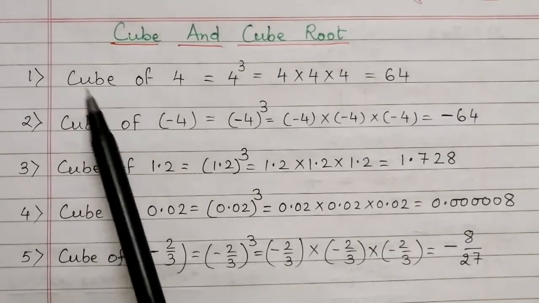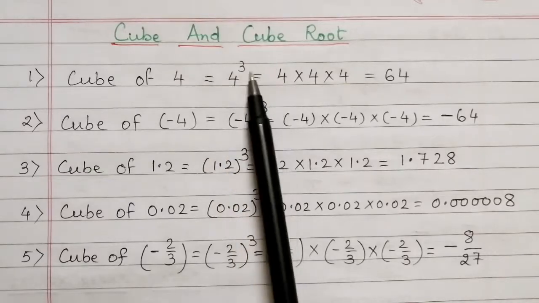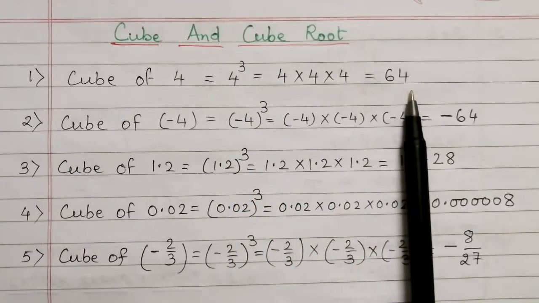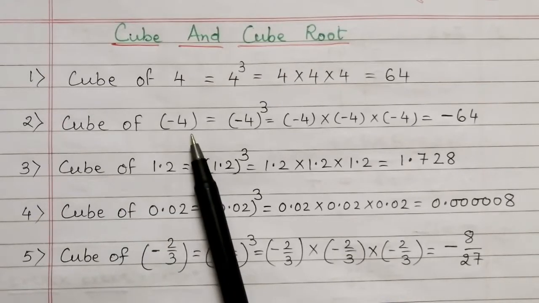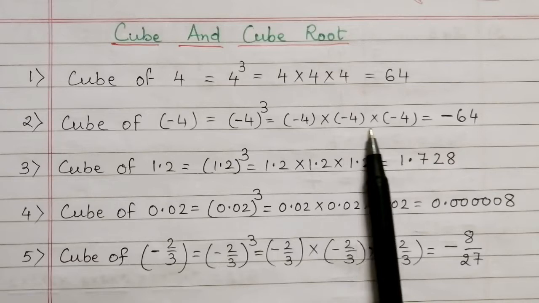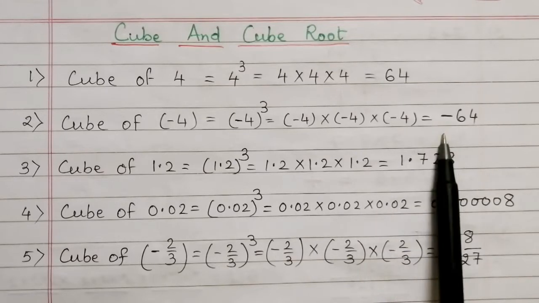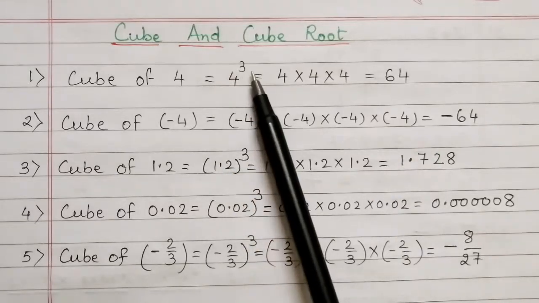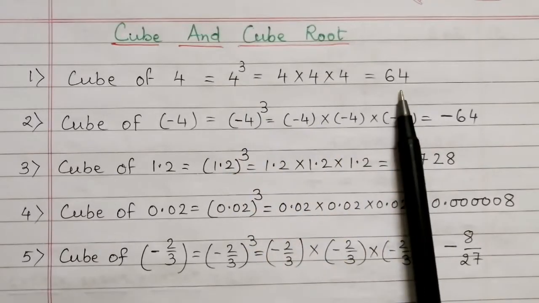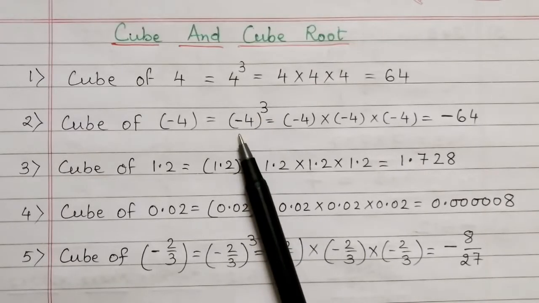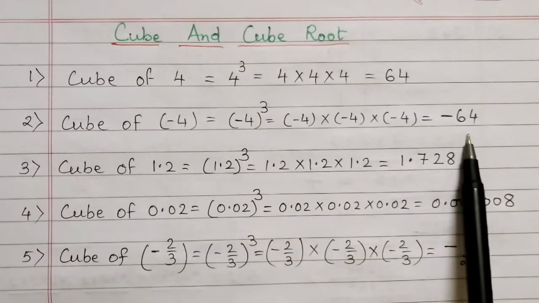Now see this example, cube of 4 means 4 raised to 3. So 4 multiplied 3 times, value will be 64. But cube of negative 4 means third power of negative 4. So negative 4 multiplied 3 times, so its value is negative 64. So whenever we find the cube of a positive number, it is always positive. Whenever we find the cube of a negative number, its value is negative.